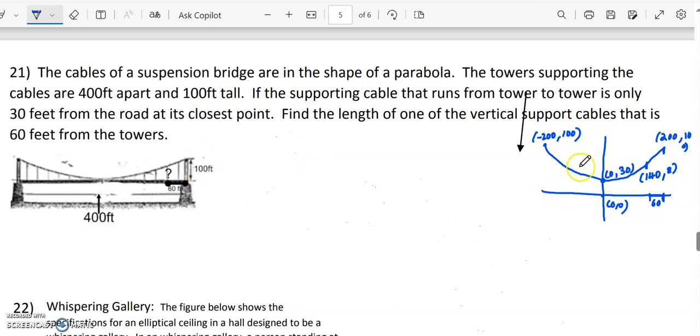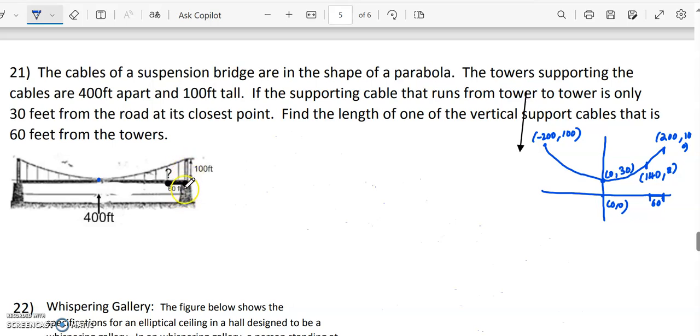So we are given a parabola like this. So this will be the center of the parabola. Now the closest point will be 30 feet from the road. So the vertex of the parabola will be at the point (0, 30). Now we have a total length of 400. So here we have a length of 400.